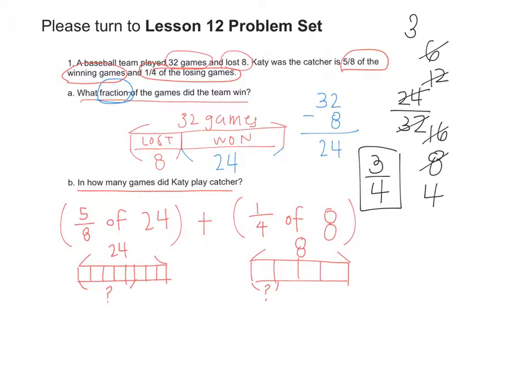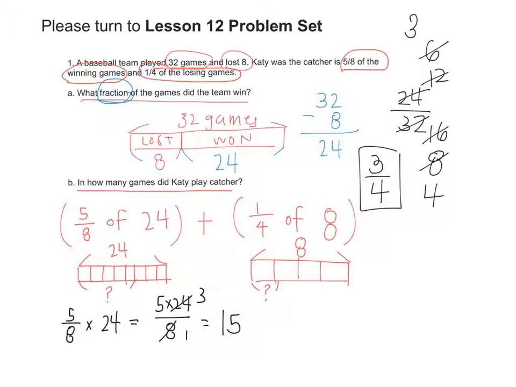We can either write 8 units equals 24, etc., or we can write it as a multiplication sentence. 5/8 of 24, is that the same as 5/8 times 24? Yes. Which is the same as 5 times 24 over 8, right? Yeah. Is there anything I can cross out? Yes. The 8 and the 24, 1 and 3. So that equals what? 15. Okay, she played catcher for 15 of those winning games.